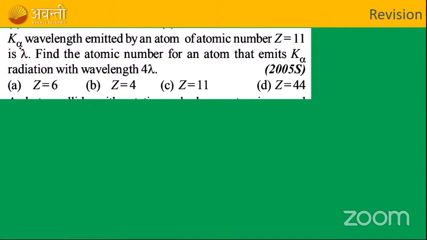The K alpha wavelength emitted by an atom of atomic number Z equal to 11 was lambda. So again, we'll write our master equation, which is 1 by lambda is proportional to Z minus 1 whole square. For atomic number 11, we get a wavelength of lambda. So then find the atomic number. We have to find this unknown atomic number, which is giving us 4 times the lambda. If you get a 4 times weaker X-ray, what should be the atomic number? They're asking what is the atomic number for the weaker X-ray?